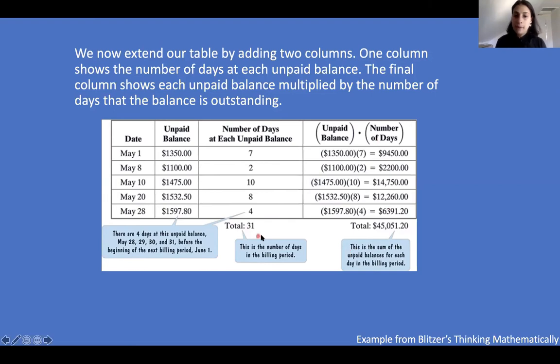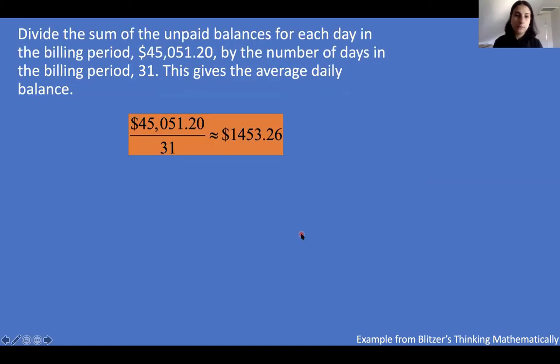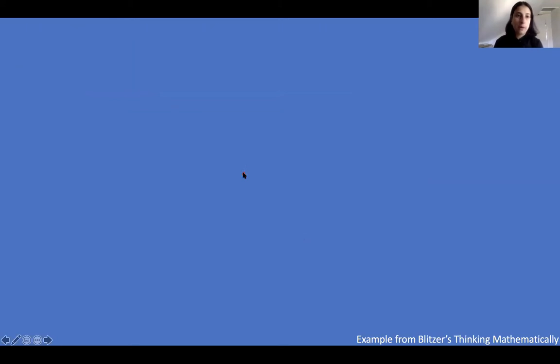Now, again, May has 31 days, hence our 31-day billing period here. This is the sum here, $45,000, of the unpaid balances for each day in the billing period. Okay, so now if you recall, to find the average daily balance, we're going to take this figure and divide it by the 31. And dividing those 2 gives us an average daily balance of $1,453.26.